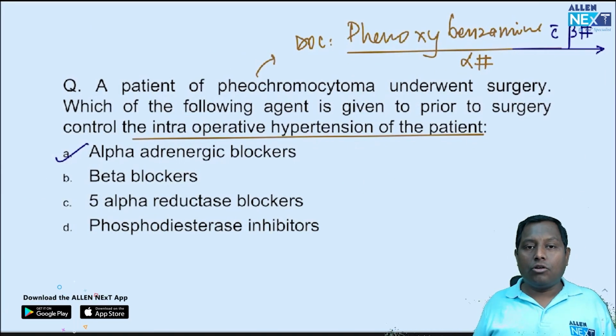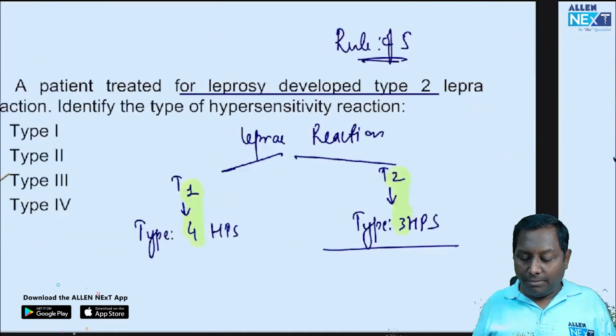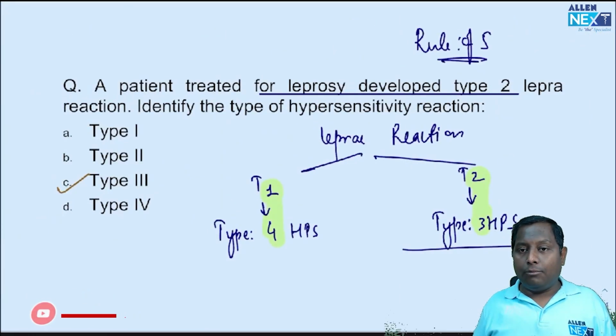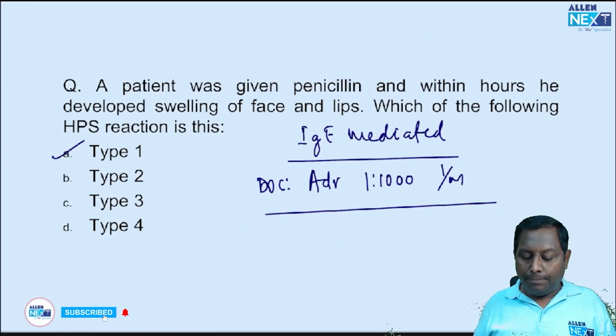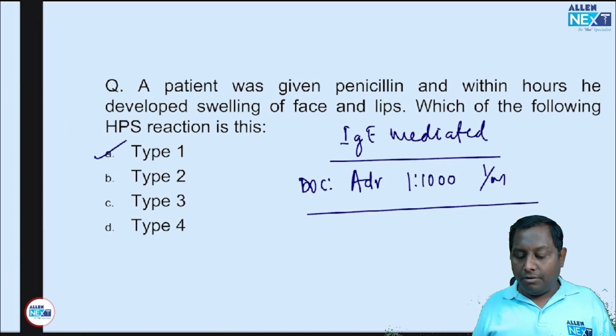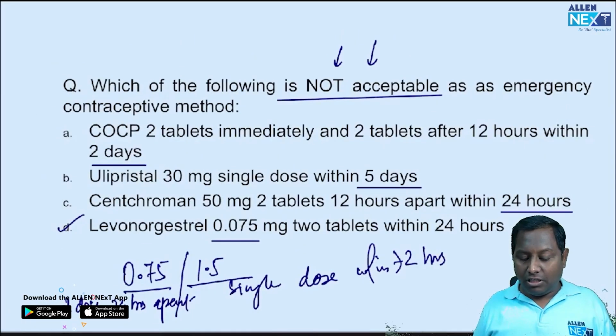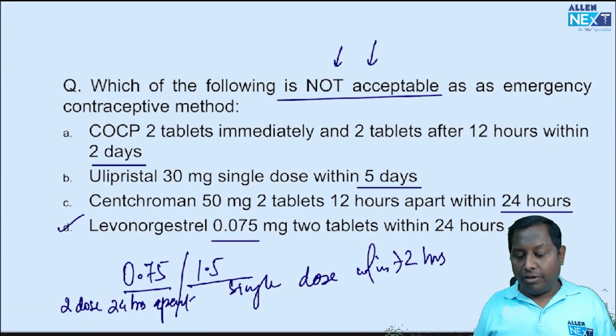Intraoperative hypertension, pheochromocytoma, alpha blocker like phenoxybenzamine will be preferred. Lepra, type 2 lepra reaction, type 3 hypersensitivity. And penicillin-induced hypersensitivity will be type 1 hypersensitivity. Emergency contraception के लिए levonorgestrel 0.075 नहीं होता है, 0.75 या 1.5 होता है.